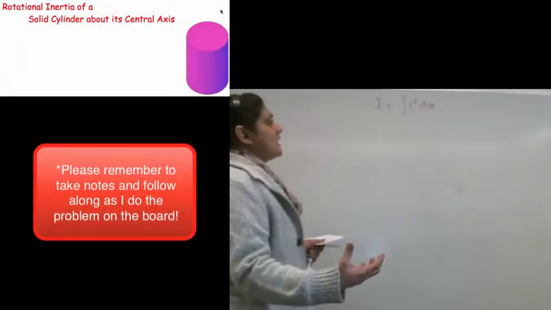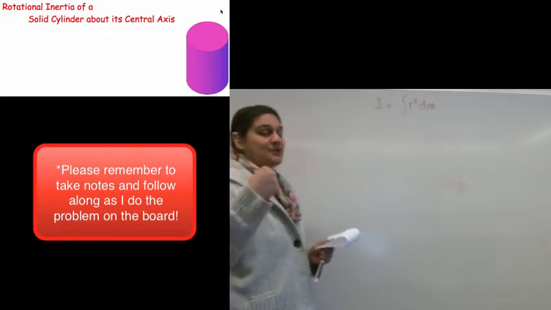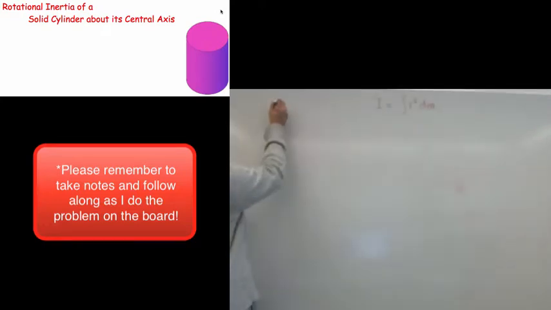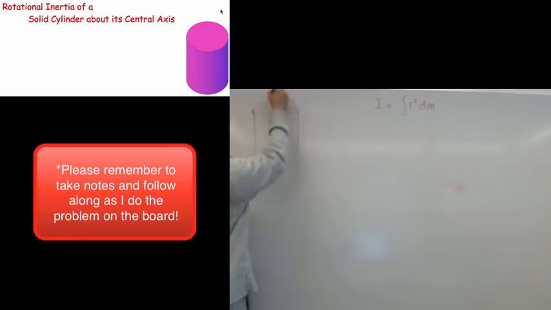So the next thing I want to talk about is the rotational inertia of a solid cylinder about its central axis, rotating. So in this case, I'm going to draw this picture. If it's around my central axis, this is my axis, and this is going to be rotating, correct? Okay, so a solid cylinder about its central axis, and it's rotating.